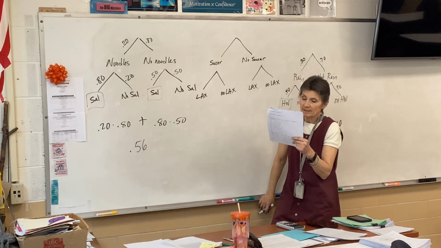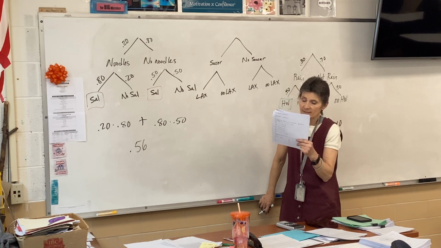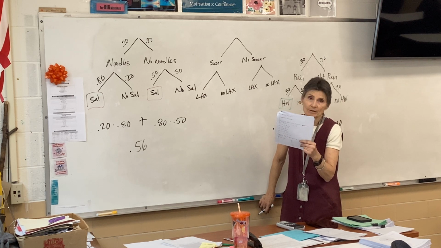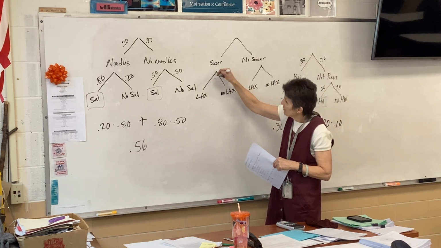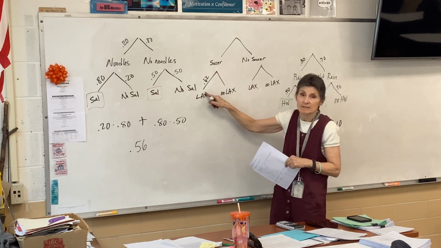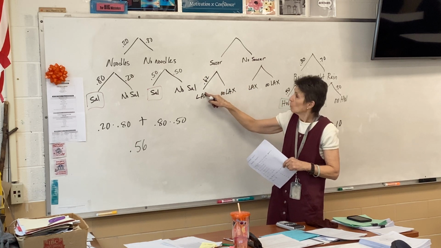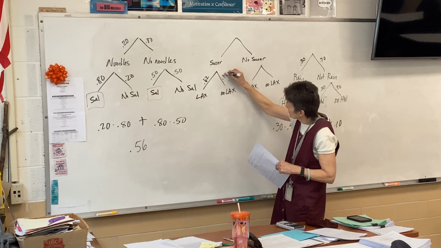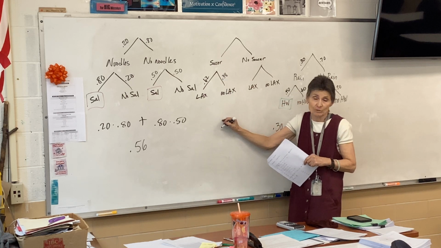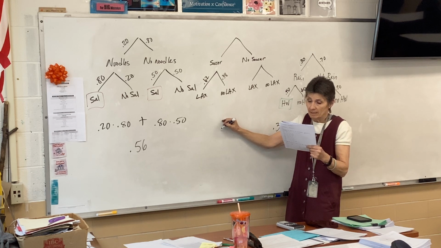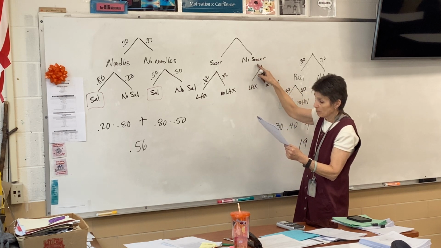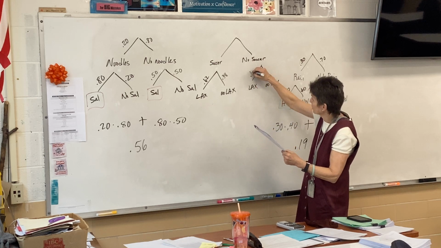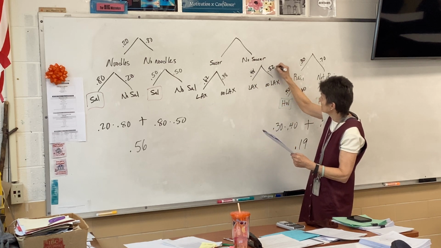The probability that a student plays lacrosse if he plays soccer is 62%. So if he plays soccer, then there's a 62% chance he does lacrosse, which means there's a 38% chance he doesn't do lacrosse. The probability that he plays lacrosse if he doesn't play soccer, so no soccer, is 48, which means he doesn't is 52.